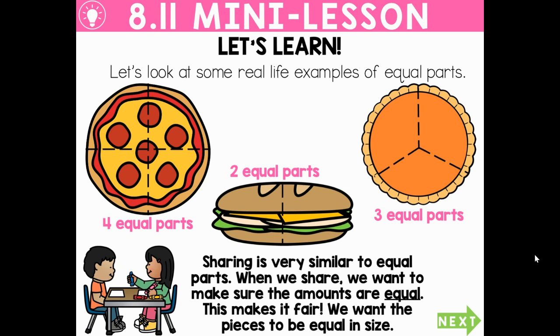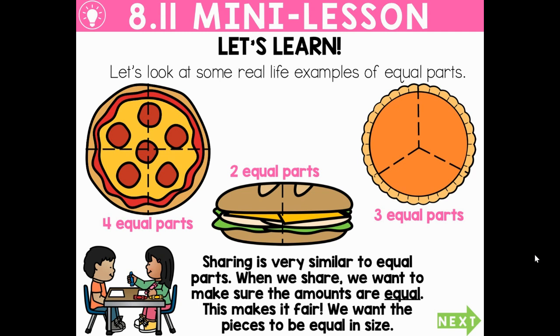Let's take a look at some real life examples of when we need to split something equally. If we're sharing with someone else, we want both of the amounts to be equal so it's fair. We want the pieces to be the same size or to look the same. So, for example, the pizza is split into 4 equal parts. Each piece is the same size and the same shape.